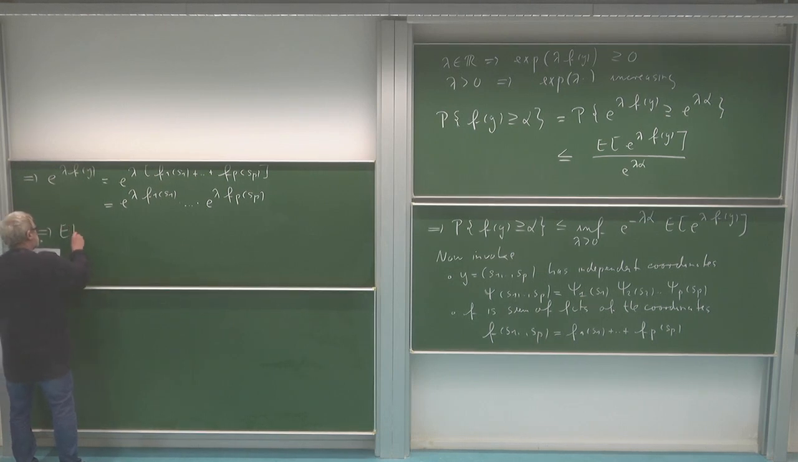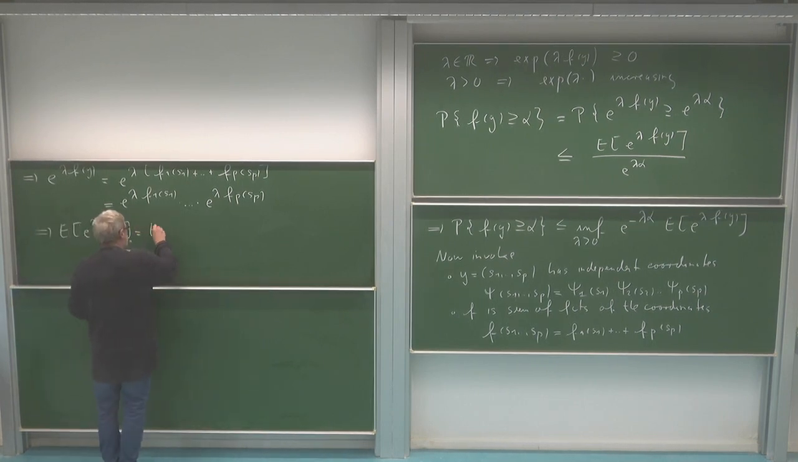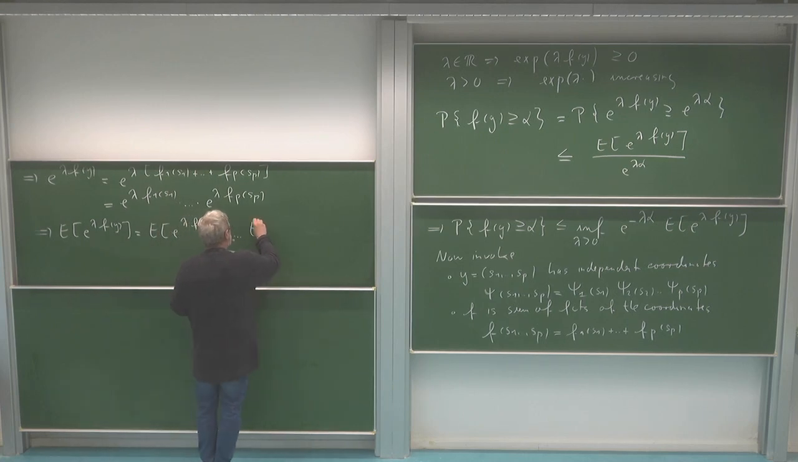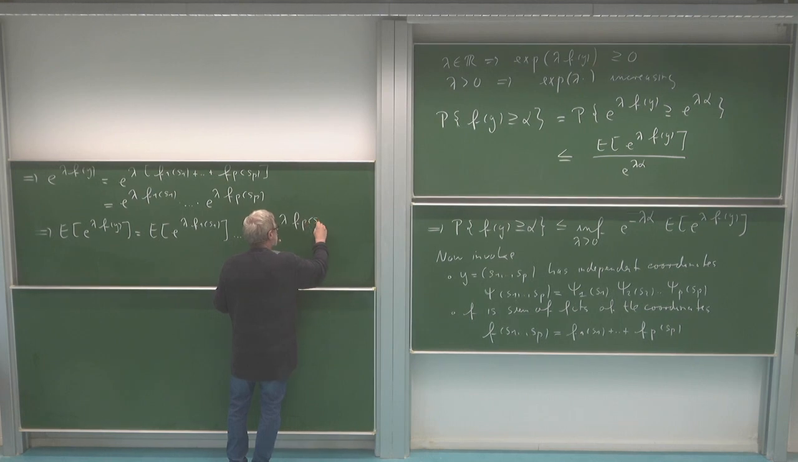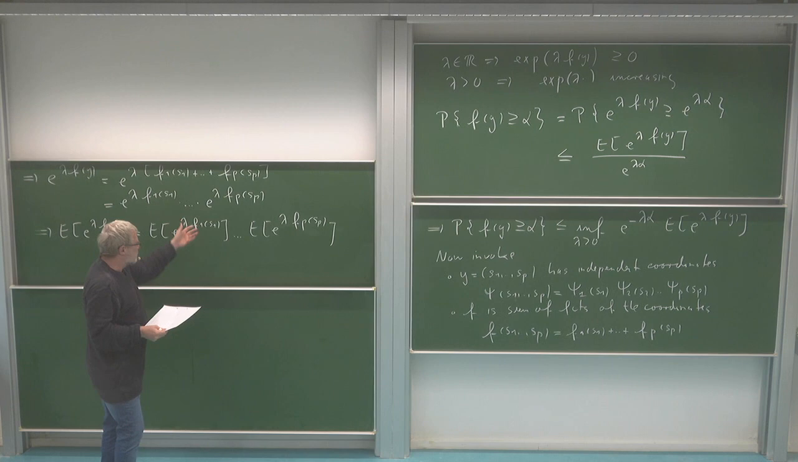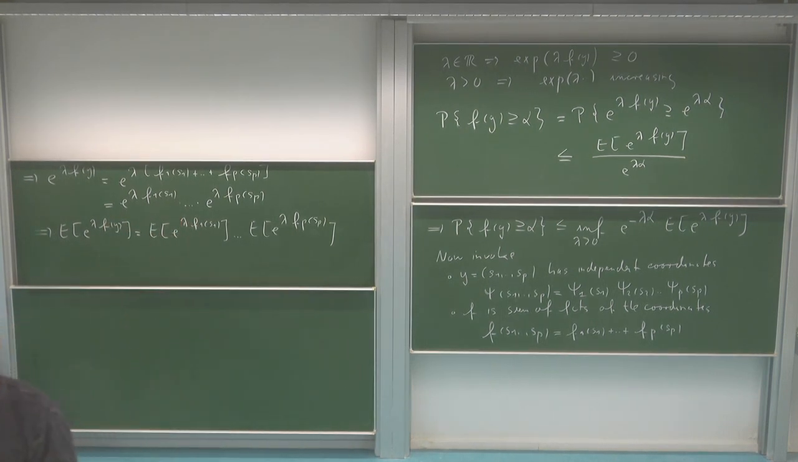So this means the expectation of this guy here, e^(λ f(S)), is now really just the product of the expectation of e^(λ f1(s1)) times and so on, the expectation of e^(λ fp(sp)). And now you see we are essentially back to information about the distribution of each of the variables.